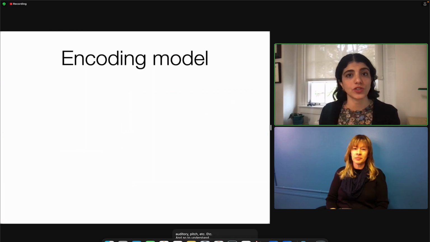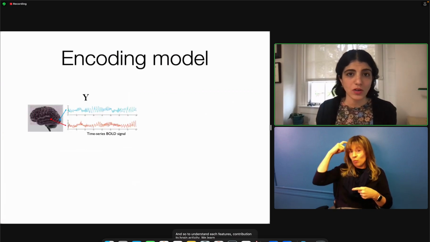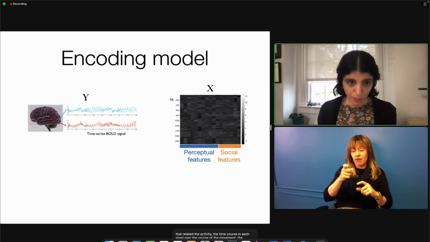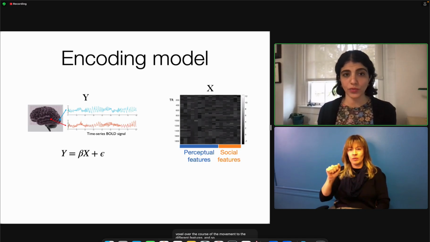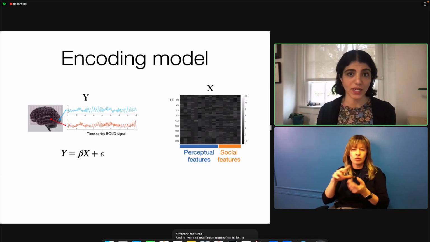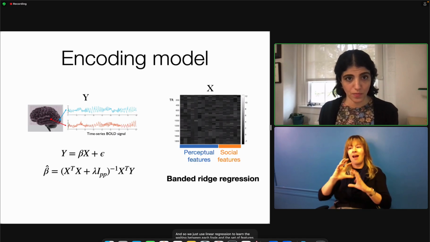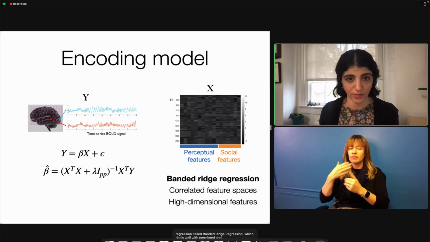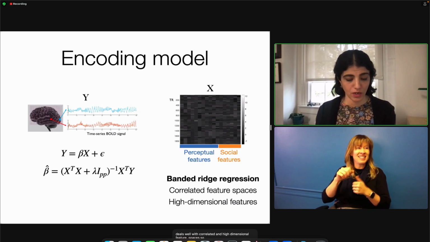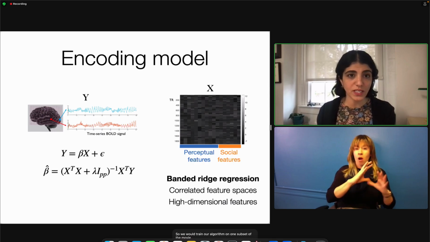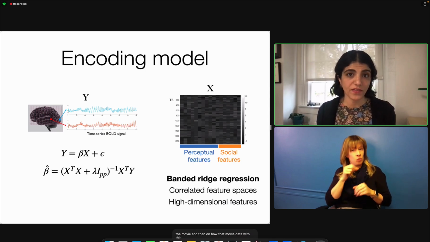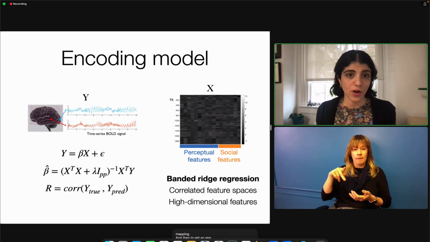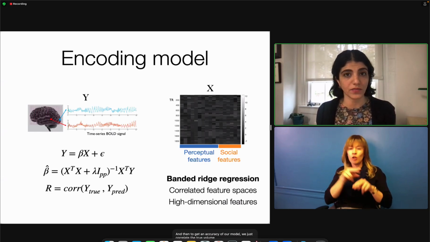And so to understand each feature's contribution to brain activity, we learned an encoding model that related the activity, the time course in each voxel over the course of the movie to the different features. And so we just use linear regression to learn the weighting between each voxel and this set of features. And in particular, we used a type of regression called banded ridge regression, which deals well with correlated and high dimensional feature spaces. So we would train our algorithm on one subset of the movie, and then on held out movie data, with this, we can predict what the voxel activity should look like based on the features and the learned mapping. And then to get an accuracy of our model, we just correlate the true voxel activity with the predicted voxel activity.